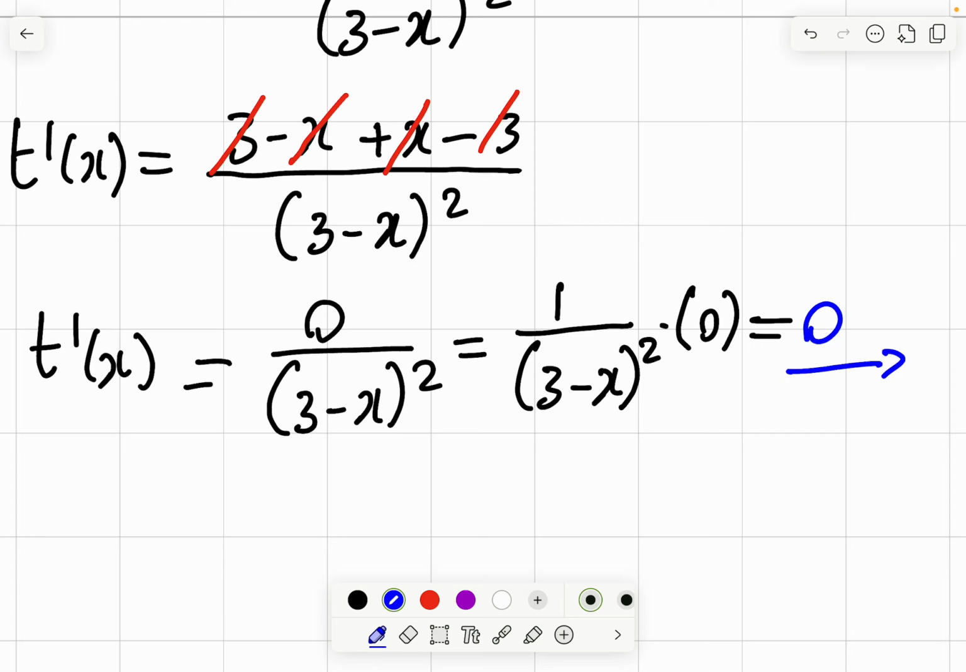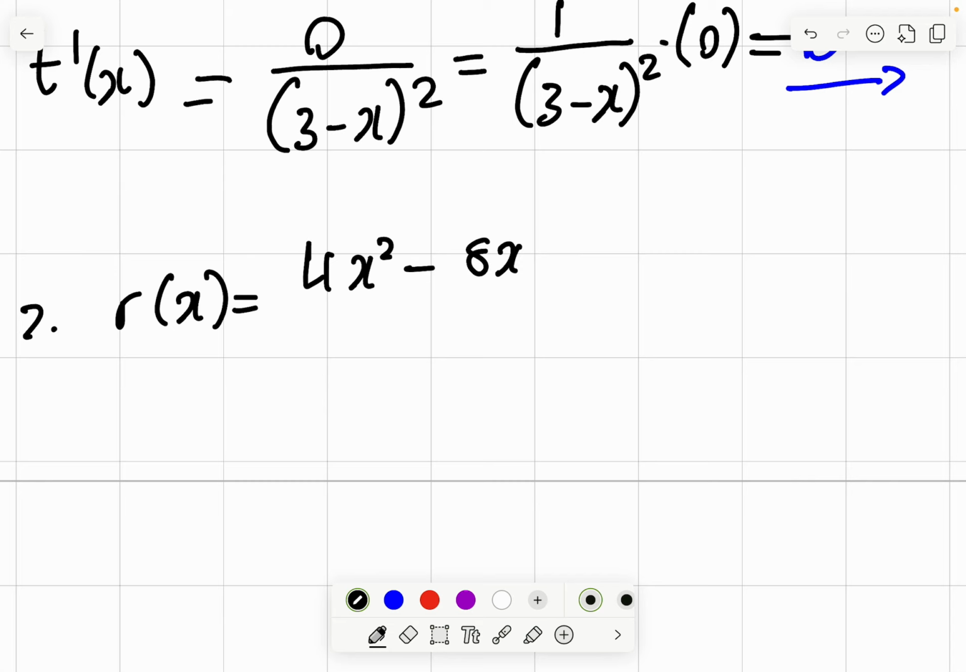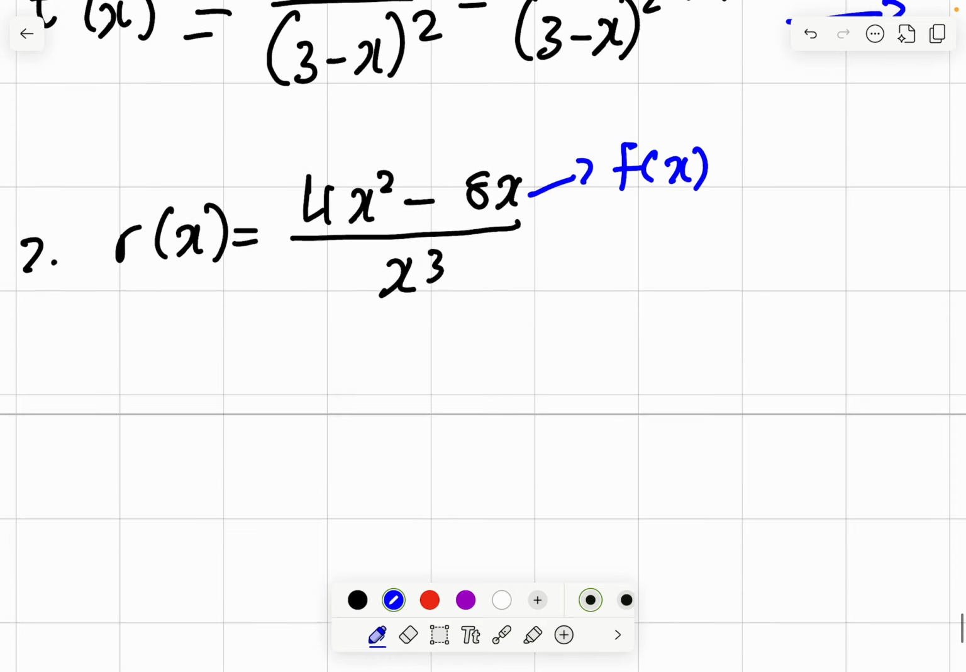Right? So let's check question number 2. Number 2, they're saying we must derive this function. We have a function, the subject of the formula is r of x. We have what? We have 4x squared minus 8x all divided by what? All divided by x cubed. Right? Meaning our f of x is going to be what? Our f of x is going to be 4x squared minus 8x.